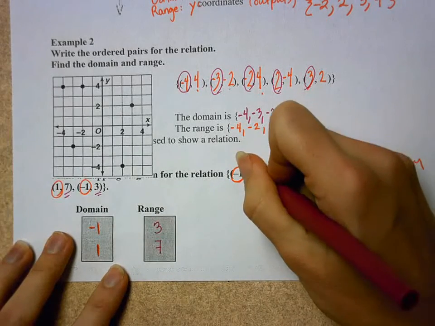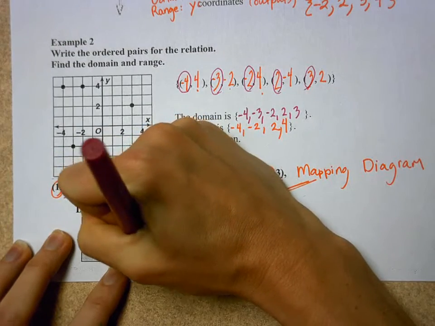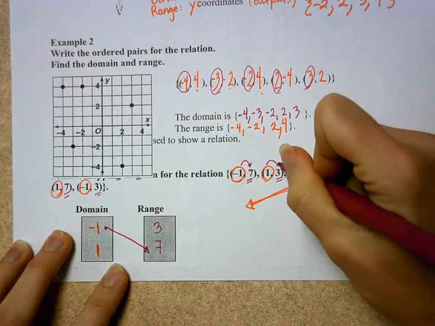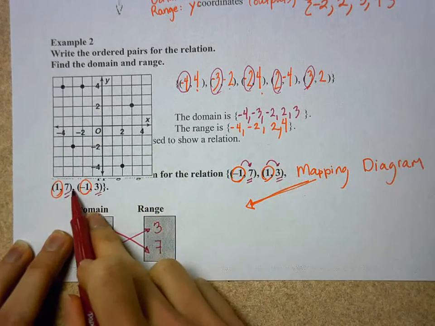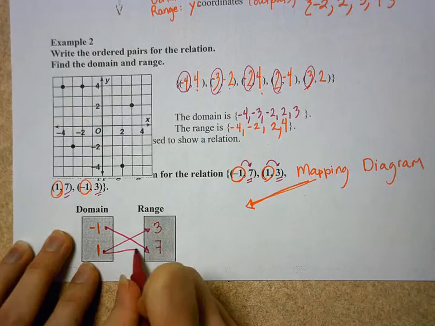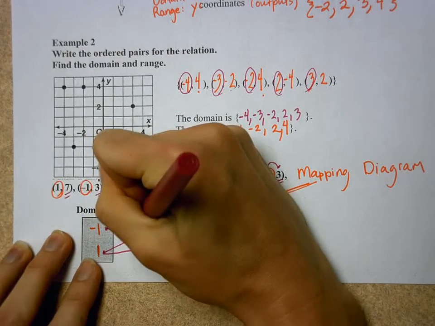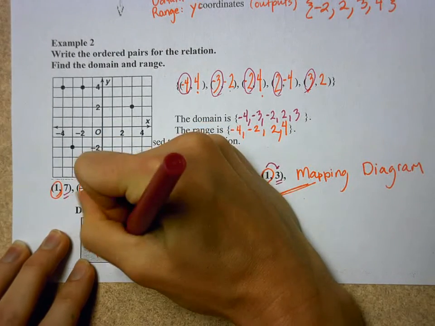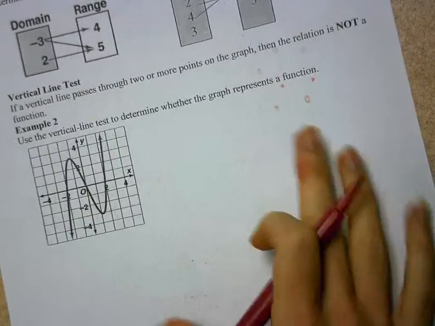So right now, -1 is mapped with 7. So I just draw an arrow saying -1 goes to 7. 1 is mapped to 3, so I draw an arrow saying 1 to 3. 1 is also matched with 7, so I create another arrow. And then -1 is also mapped to 3, so I create another arrow. And that's a mapping diagram. Okay, how is that helpful to us? Well, let's flip it over and we'll see the other side.